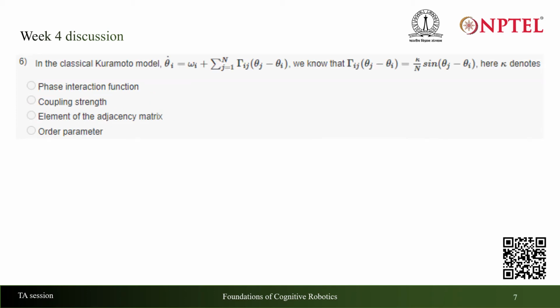In the classical Kuramoto model given by this equation, we know that the phase interaction function tau ij of theta j minus theta i is equal to kappa over n sine of theta j minus theta i. So what does kappa denote? The tau ij is the phase interaction function, and it takes in the parameters theta j minus theta i, where kappa denotes the coupling strength between oscillator j and oscillator i. So kappa is the coupling strength. That denotes how strongly oscillator j is coupled with oscillator i. The right answer is option B.